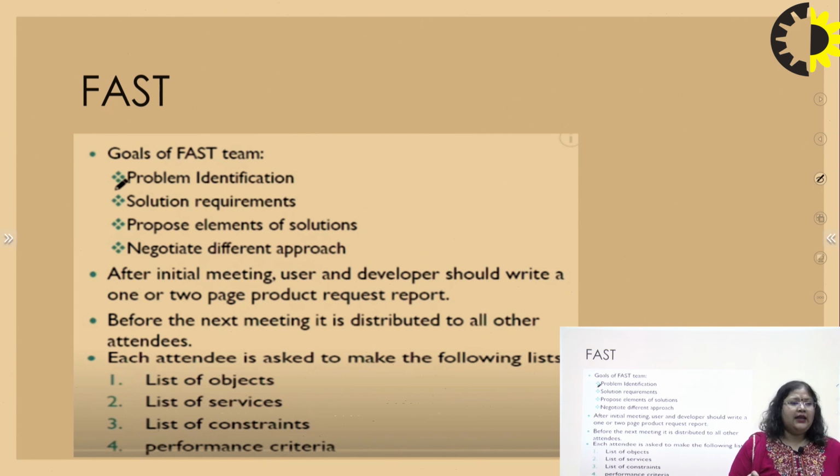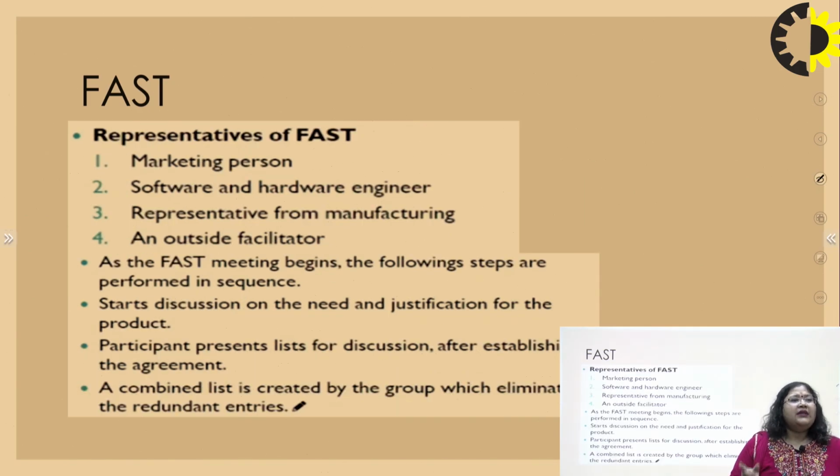Each attendee present in this meeting makes the following lists: the list of objects, list of services, list of constraints, and the performance criteria. The representatives of FAST are a marketing person, hardware and software engineers, a representative from manufacturing, and the outside facilitator. I already explained what a facilitator is.